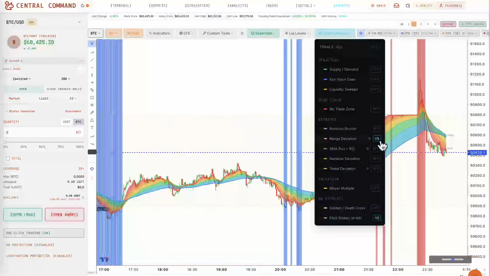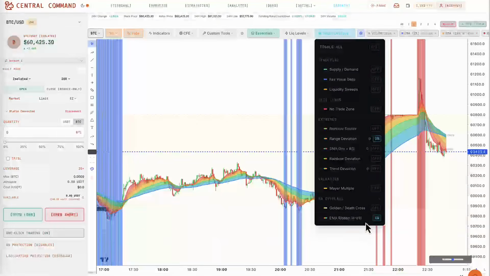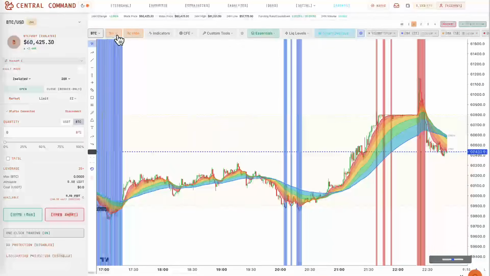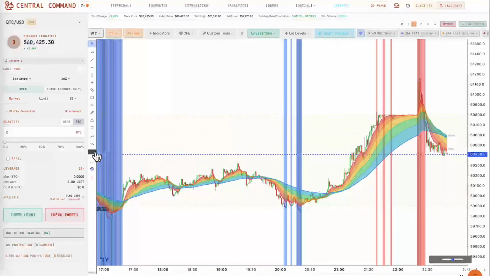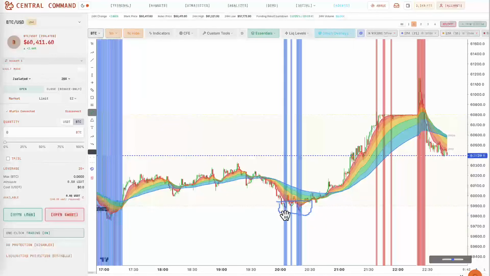Go to the smart overlays, one-click overlays, range deviation, EMA ribbon. We select the 1 minute chart over here with Bitcoin. And you can see it's very, very simple. So blue means no shorting. Number 2, it means that potentially close any open shorts that you have. And number 3 is how I use it.